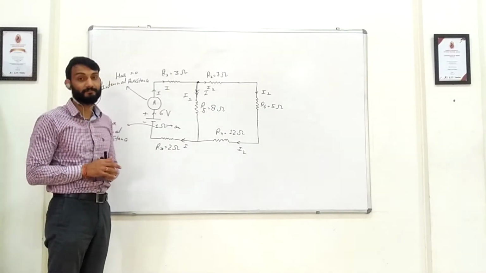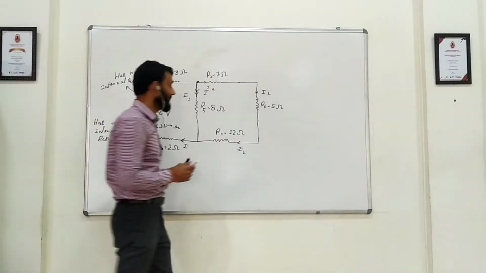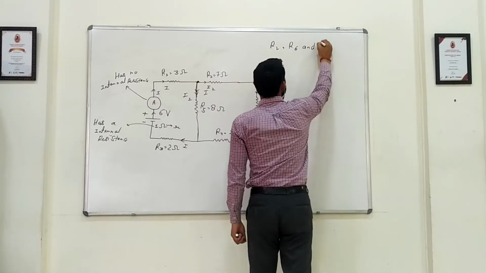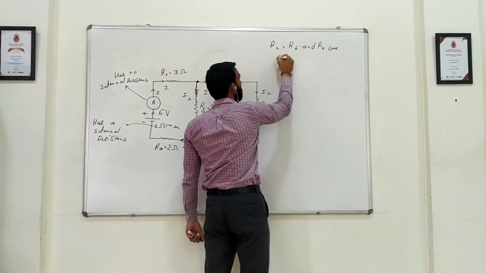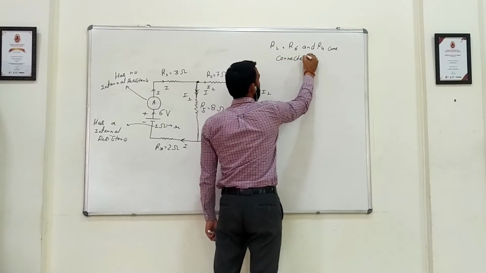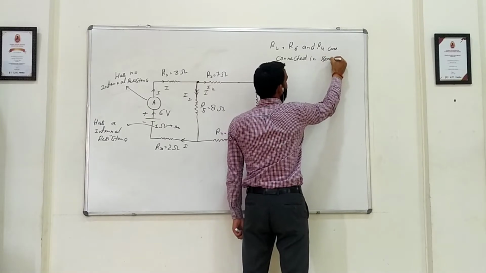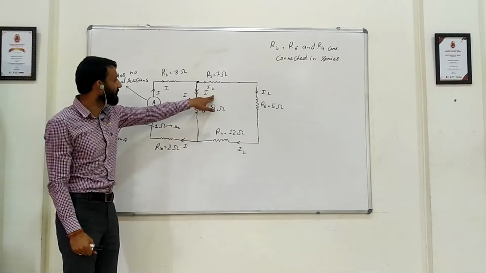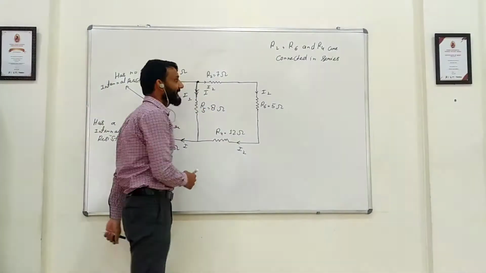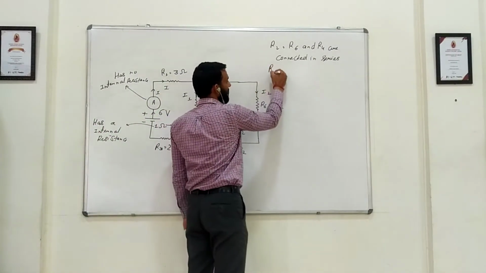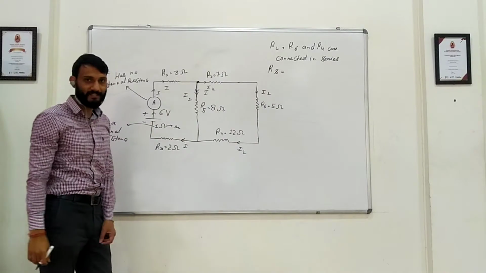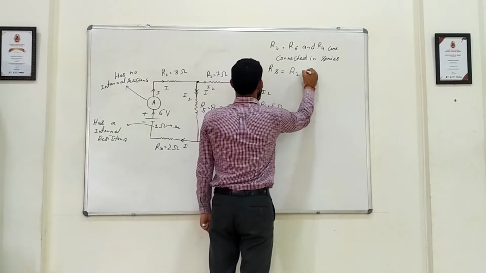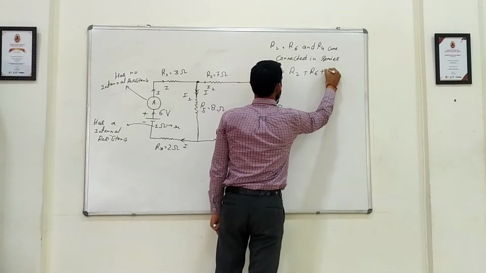So how are they connected? They are connected in series, right? So R2, R6, and R4 are connected in series. And why are they connected in series? Because through them the same current I2 is passing, right? So if they are connected in series, what will be their total resistance? RS, the resistance connected in series, will be R2 plus R6 plus R4.